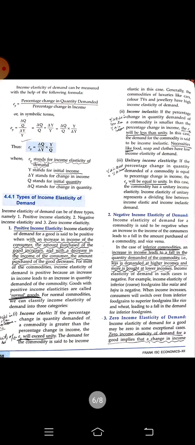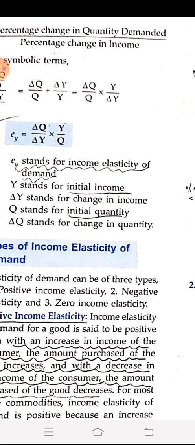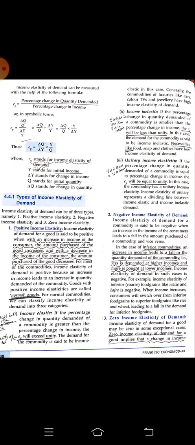So the first formula, you can see here: percentage change in quantity demanded divided by percentage change in income, into initial income divided by initial quantity demanded. So this is the formula. With this formula we can find out the income elasticity. Okay, types of income elasticity.